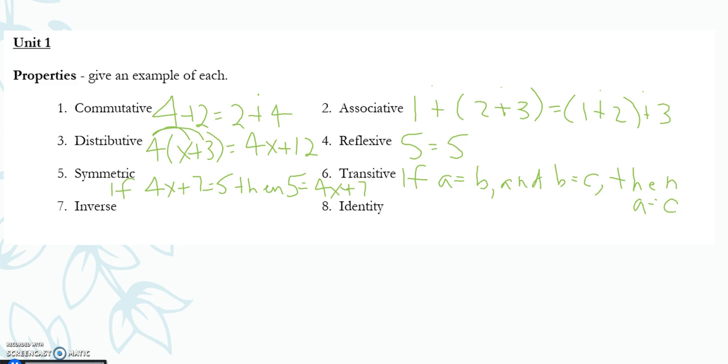The additive is if I have a number and I add the opposite sign, that gets me 0. The multiplicative says that if I take a number and I multiply by its reciprocal, which is the number or fraction flipped over, I get 1. Identity also has additive and multiplicative. The additive is that if I have a number and I add 0, I get that number back. And multiplicative is if I have a number and I multiply by 1, I get that number back.